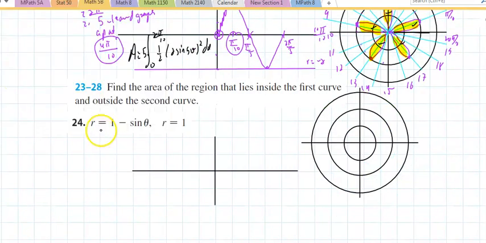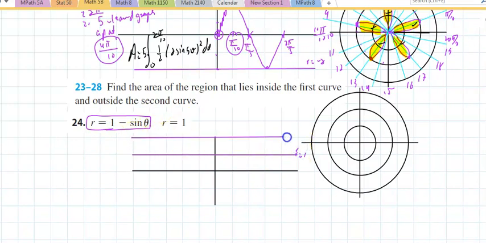On the following, I have find the area, the region that lies inside of the first. Let's see what that is. I have a vertical shift of r equal 1. I move 1 unit above and 1 unit below. That makes it r equal 1, r equal 2, and r equal 0 as sine wave starts at the origin. We did this graph already, but it's good to practice this over and over.